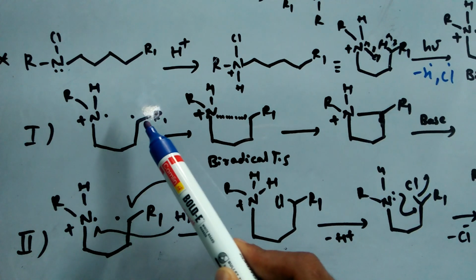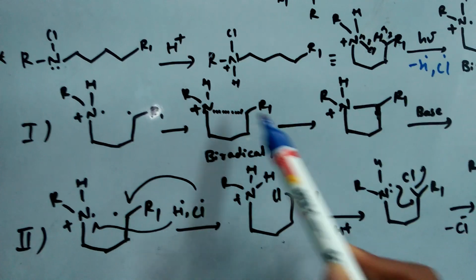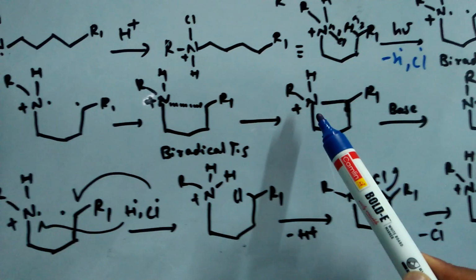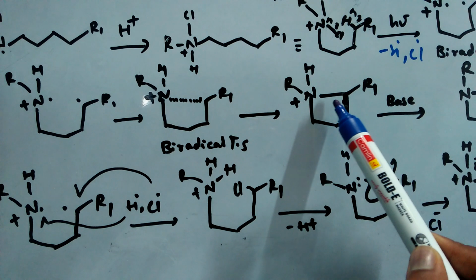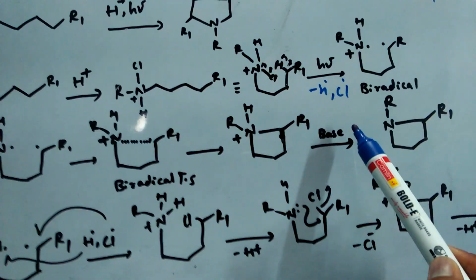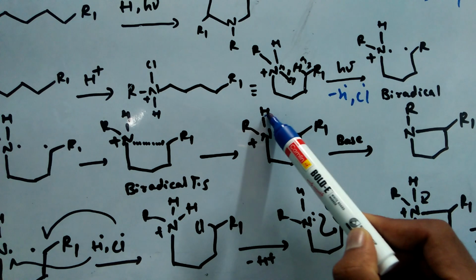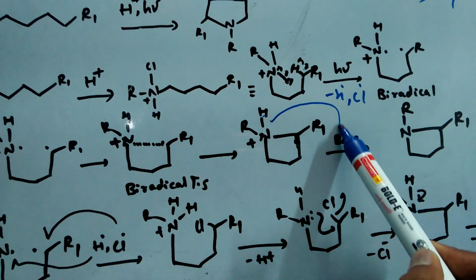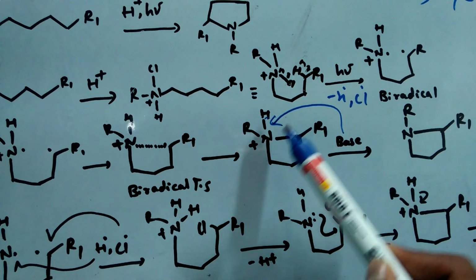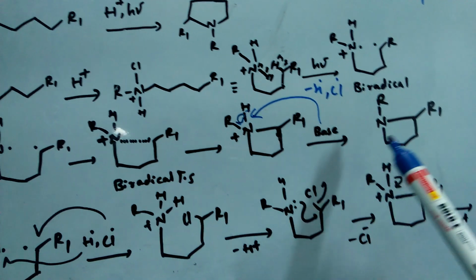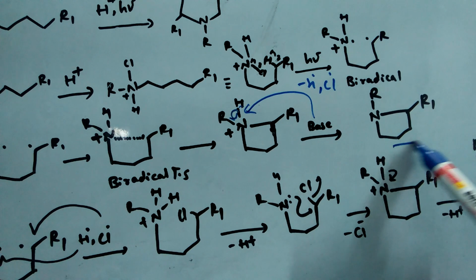This biradical species forms a transition state, a biradical transition state, and further it will form a bond. When base is added, this hydrogen is removed by the base and this positive charge becomes neutral, and you get the cyclic amine.